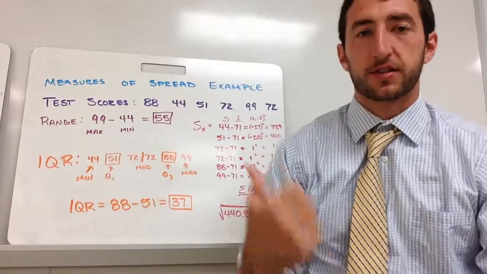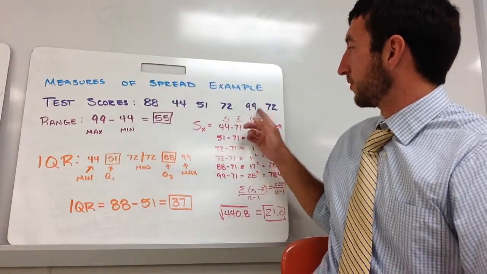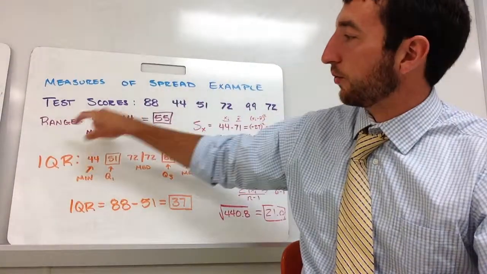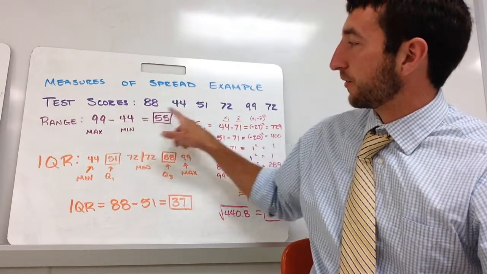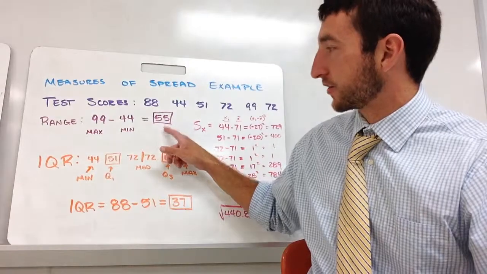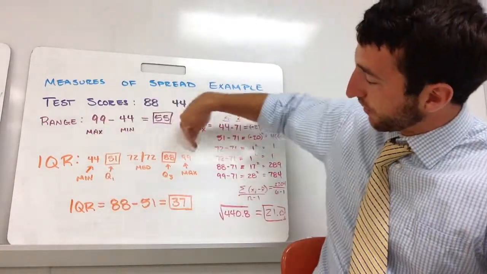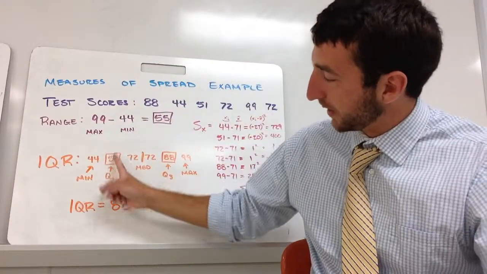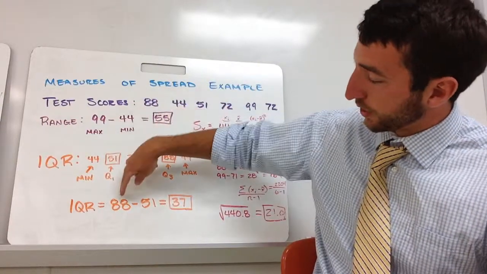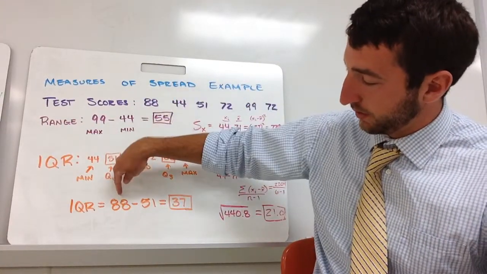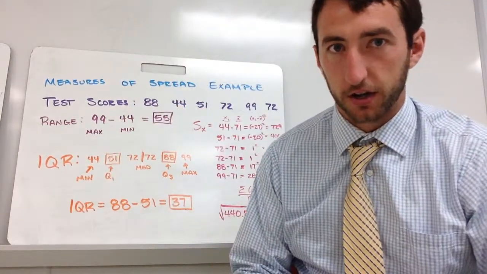Alright, so we're using the same test scores that we had from the earlier video. 88, 44, 51, 72, 99, and 72. Alright, the range, our highest number, our maximum number was 99, and our lowest number was 44. So then we just subtracted those, and our range is 55. We did the interquartile range. Remember, we found our 5-number summary, so we ordered them. Found our median, then we found the median of the lower half of the data, the median of the upper half of the data. Use those two numbers. You're going to do Q3, which is this one, 88 minus 51, which was our Q1. You get 37, so that's our IQR.